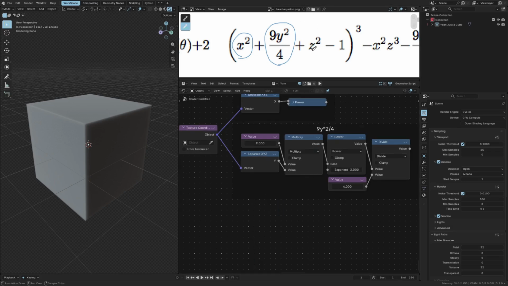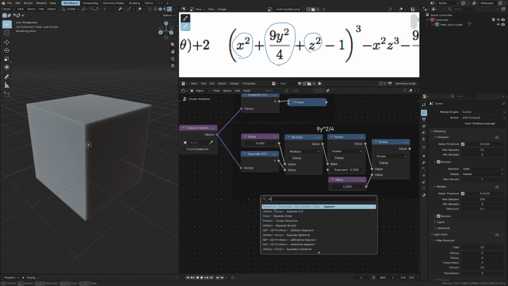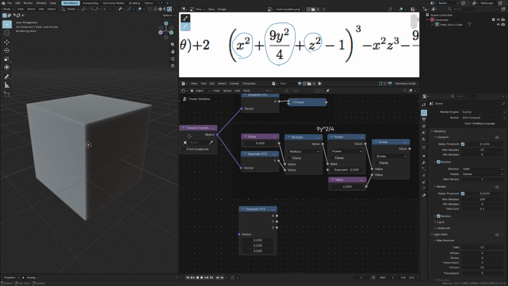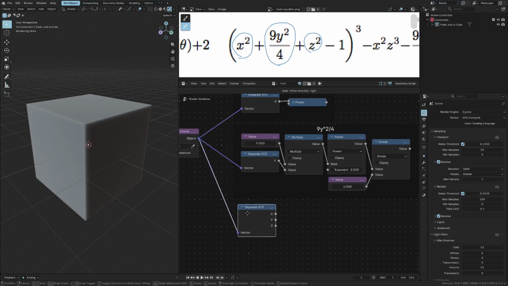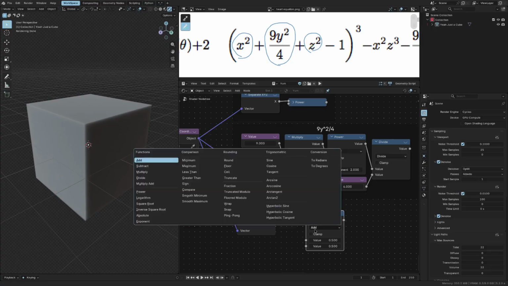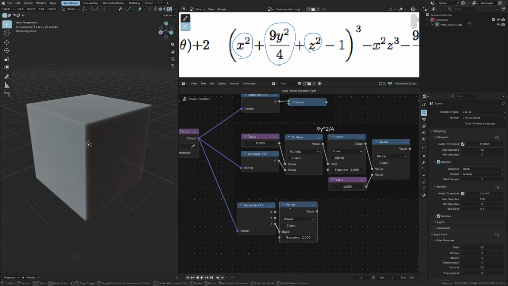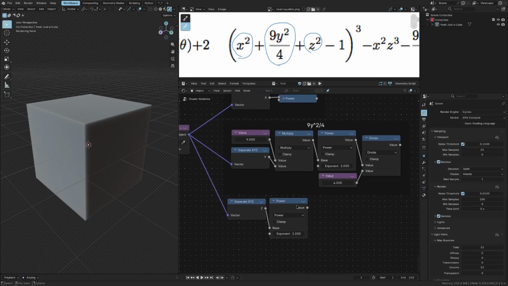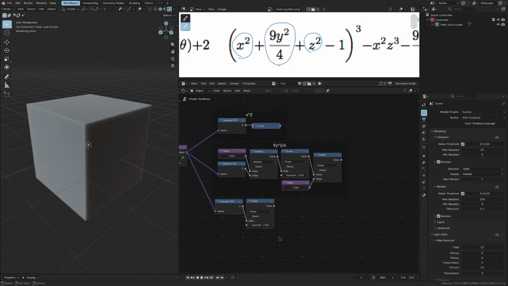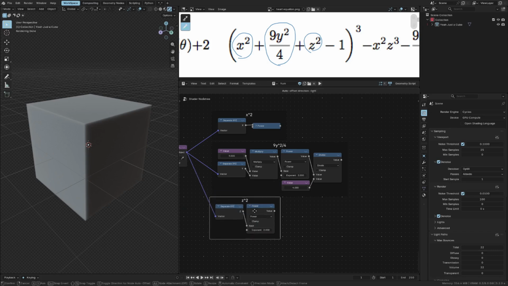And this time z square is next. Separate XYZ, Math node, set the power to 2. Okay, we just made it. So put them in a frame, z square. Again, z square. Okay, we're done.